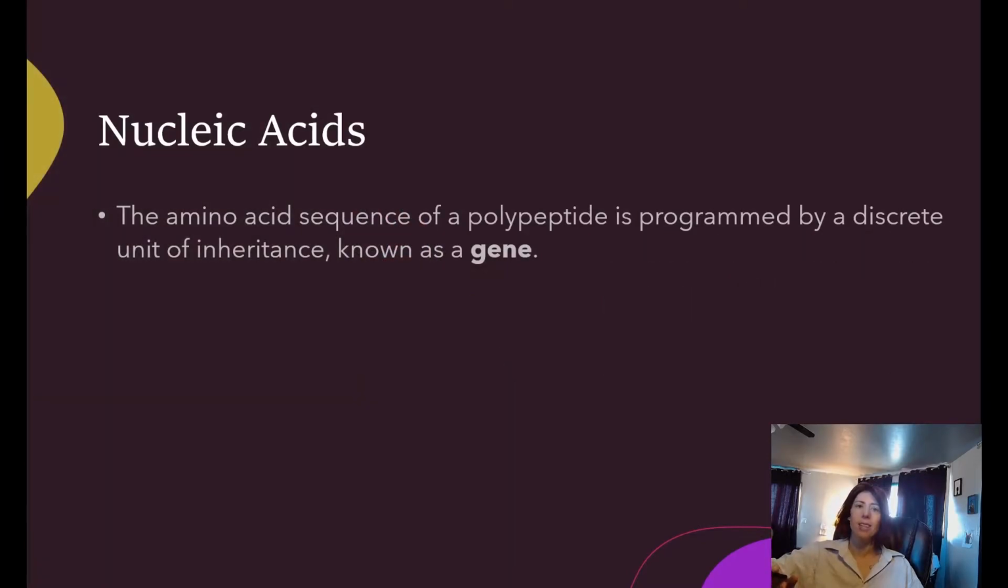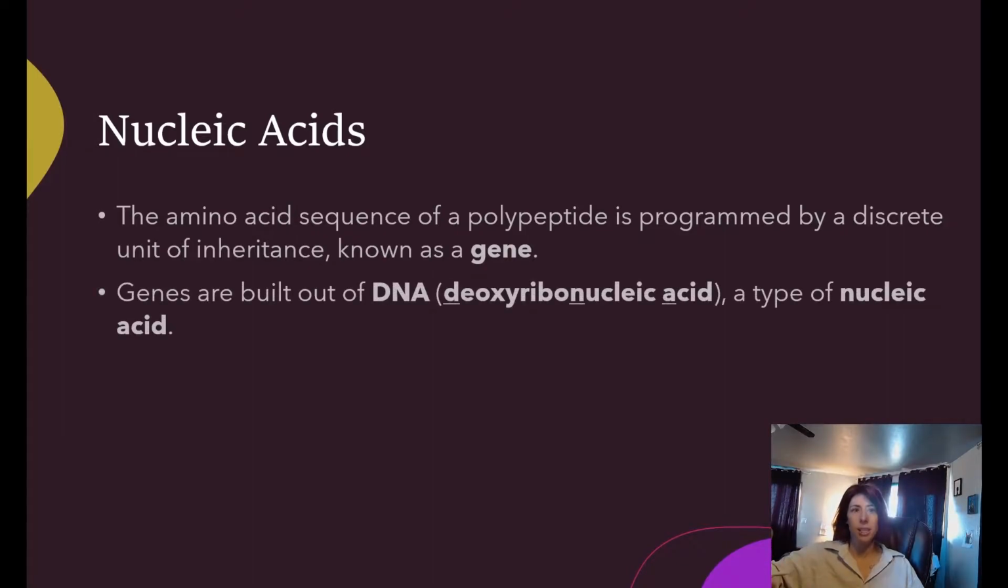As we discussed in the last video, the amino acid sequence of a polypeptide is programmed by a discrete unit of inheritance known as a gene. Genes are built of DNA. The word DNA stands for deoxyribonucleic acid. DNA is inherited from an organism's parents. Your parents, for bacteria, they inherit from their parents as well.